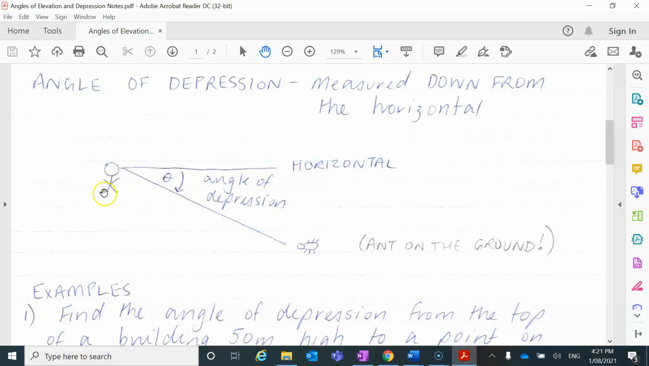Once again, we have our person here who is the horizontal. This is where they would be looking if they were looking straight ahead. And then in order to see an ant on the ground, they have to look down at this angle of depression.